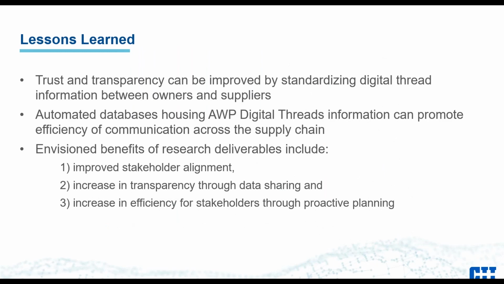So the lessons learned. Trust and transparency can be improved by standardizing digital thread information between owners and suppliers. The relationship aspect is very important for that. We obviously can't work in silos without involving suppliers. There's a lot to be learned, and the output that you'll see, the details in the study, can give you some concrete examples of that, and we can talk about that in the Q&A. Automated databases housing AWP digital threads information can promote efficiency of communication across the supply chain. And again, our envisioned benefits are the improved stakeholder alignment, increase in transparency through data sharing, and increase in efficiency for stakeholders through proactive planning. And I believe the next steps are to be discussed in the next slide.